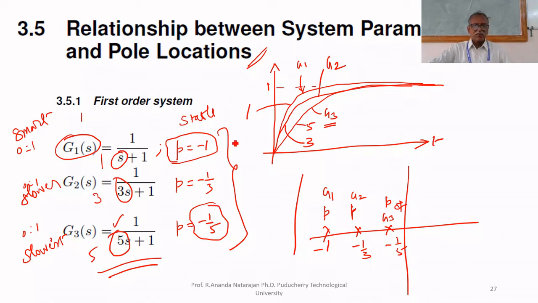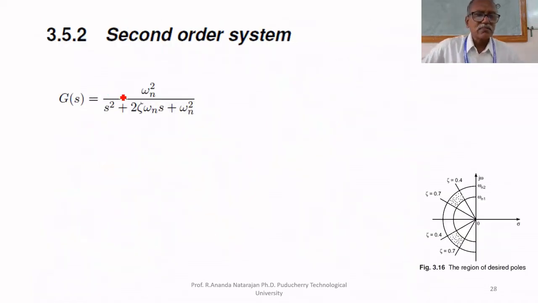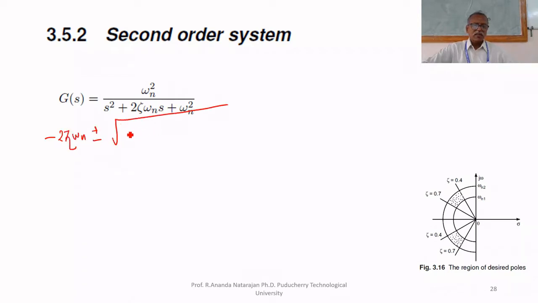If you talk in terms of pole location on the real axis, this is slowest as it is very close to j omega axis. If you take a second order system, what are the locations of poles? -b plus or minus square root of b square minus 4ac, with b = 2 zeta omega n and a c giving omega n square, divided by 2.